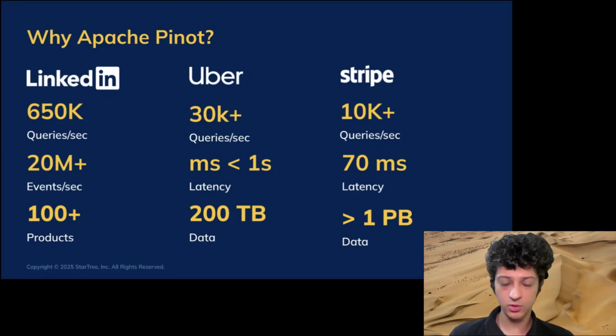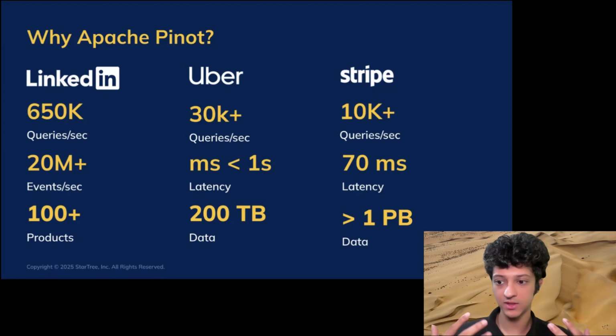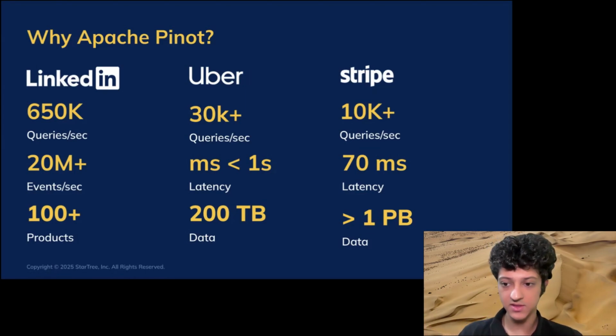Uber is also using Pinot at massive scale for a very diverse set of use cases, including system log analytics using the compressed log processor framework. They're using it for the Uber Eats restaurant manager app, putting analytics right into the hands of restaurant and business owners to keep track of the health of their delivery business. And Stripe is also using Pinot for a bunch of interesting use cases. You can see the numbers here, they speak for themselves. Pinot is used in production at massive scale all over the world.